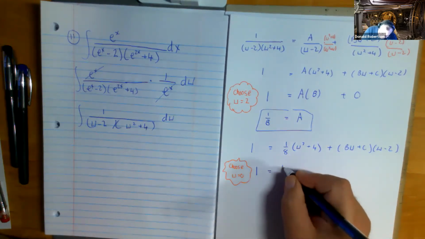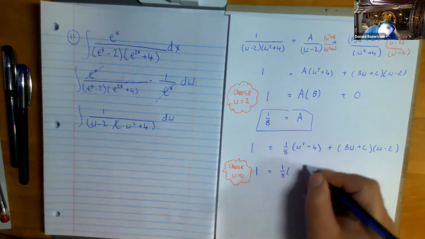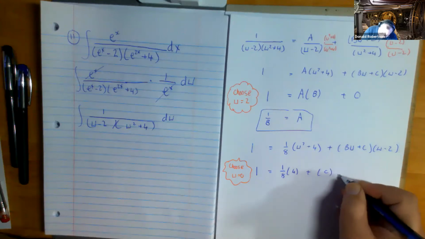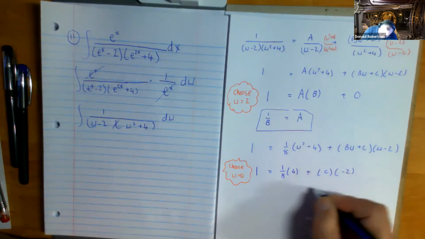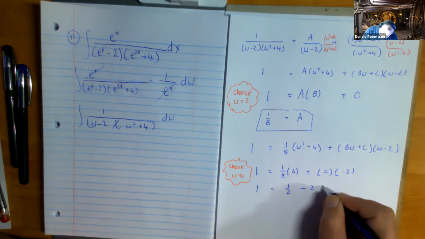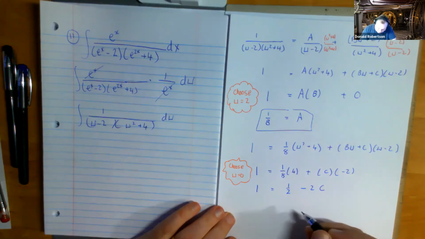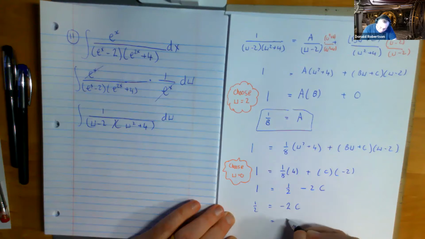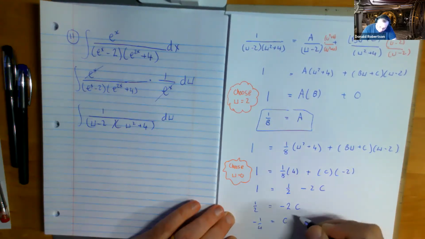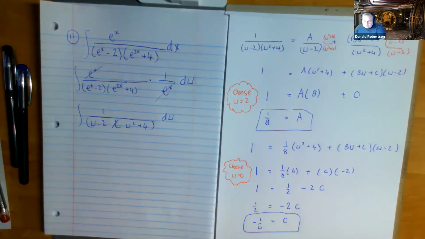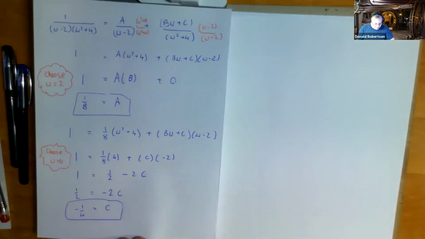So 1 is equal to 1/8, nothing plus 4, plus 0 times C, which is just C, times -2. So I get 1 equals a half, take away 2C. If you subtract a half from both sides, that gets me C equals -1/4. Kind of cool. Right, moving on.